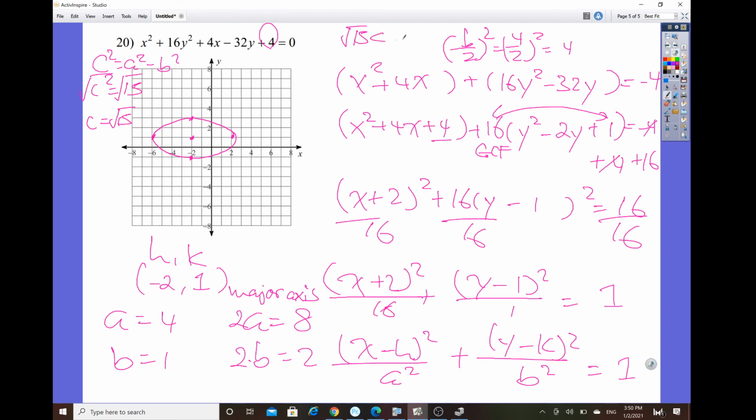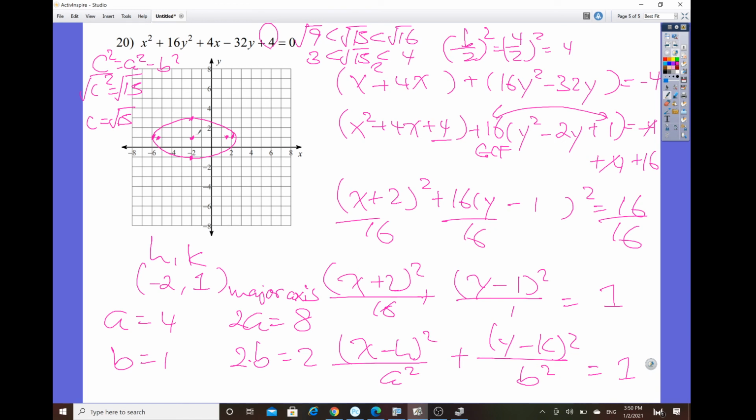So root 15, what is that about? Here's the approximation you can get. It's less than square root of 16, but it's greater than square root of 9. So it's right between 3 and 4. But this one is a little bit closer to root 16, so I would say the approximation is about 3.75 or 3.8. So count 1, 2, 3, 3.8, somewhere around here. So those are the foci.